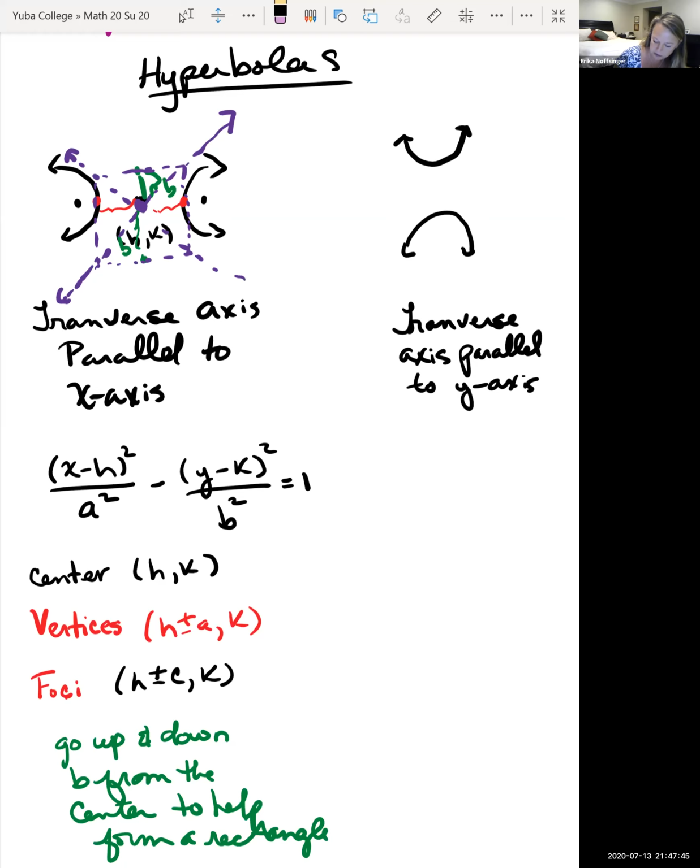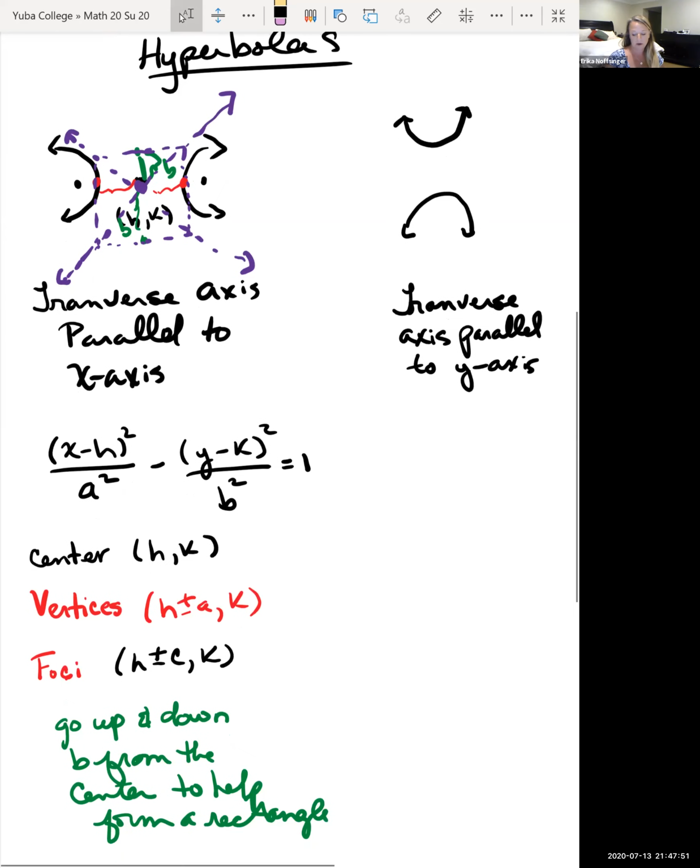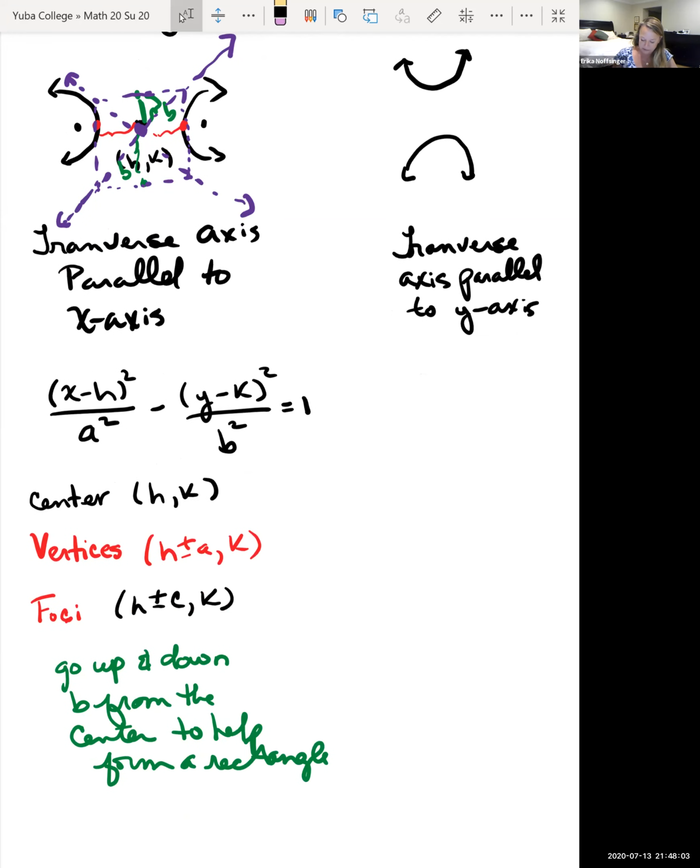So these hyperbolas actually have an oblique asymptote, or slant asymptote. So these hyperbola shapes are going to start growing towards these linear lines as we go off to positive and negative infinity. So we have asymptotes.